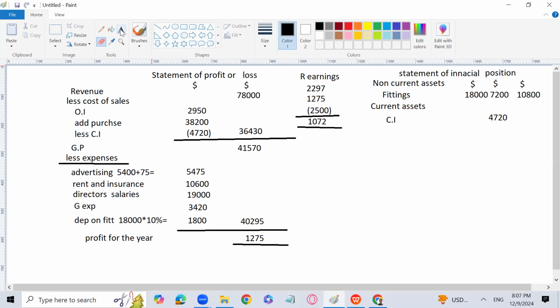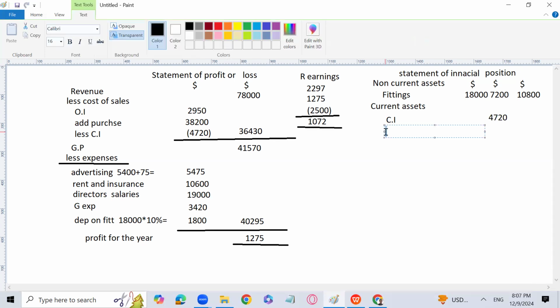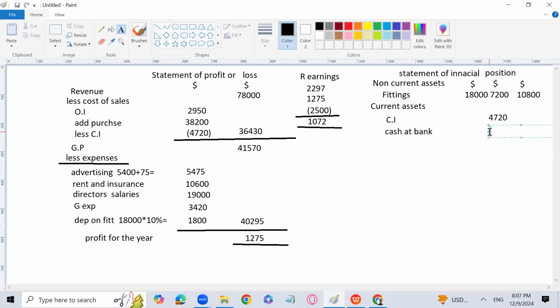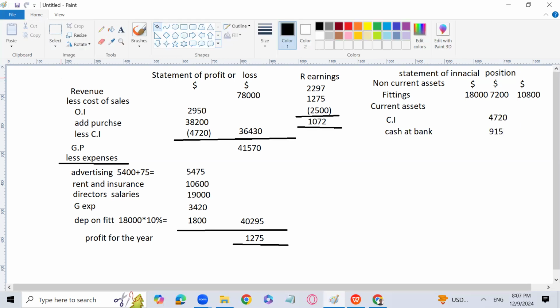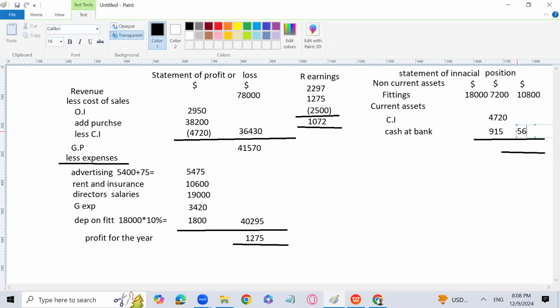Some other things can also come, like trade receivables, which are not given, or cash in hand, which is also not part of the question. And we will get the total current assets. So 4720 plus 915, 5635. And what is going to be the total assets, if you can tell me, and ask me any problem if you are finding. Total assets will be how much?